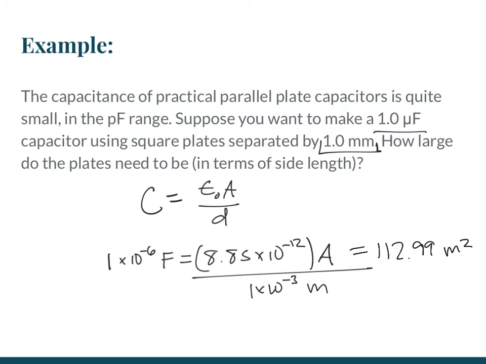Now to find the side length, since this is a square plate capacitor, you just take the square root of that, which will get you 10.63 meters. That's a pretty dang big capacitor.